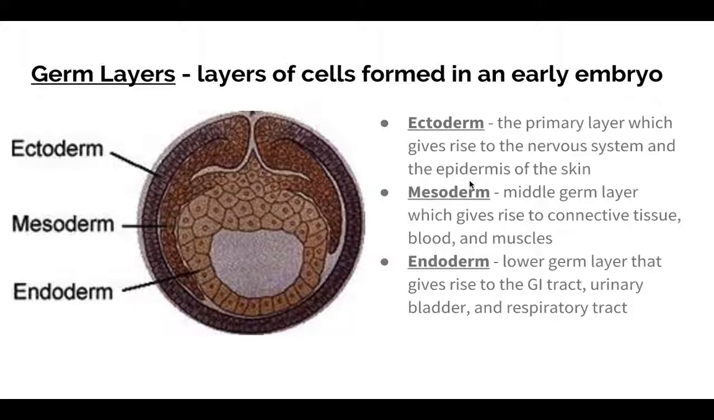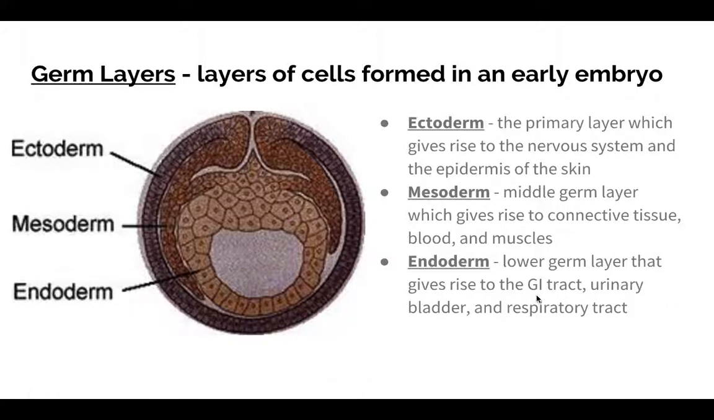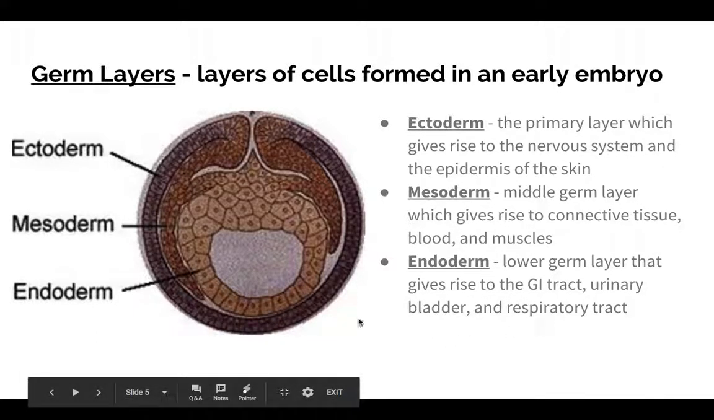Also, the ectoderm is responsible for the formation of our epidermis, which is the outer layer of our skin, too. Mesoderm, M, is the middle layer. Meso meaning middle. It's the middle germ layer, which gives rise to our connective tissue, our blood, and our muscles. Endoderm is the lower germ layer. It's this internal one here. It gives rise to our GI tract, which is all of our gastrointestinal stuff, our stomach, our esophagus, and our intestines, your urinary bladder, and your respiratory tract. So it kind of makes sense that the endoderm is taking place there.